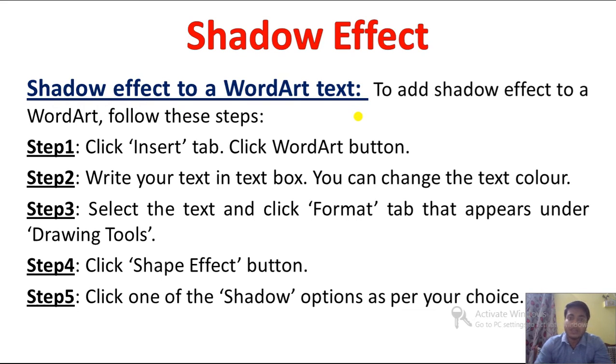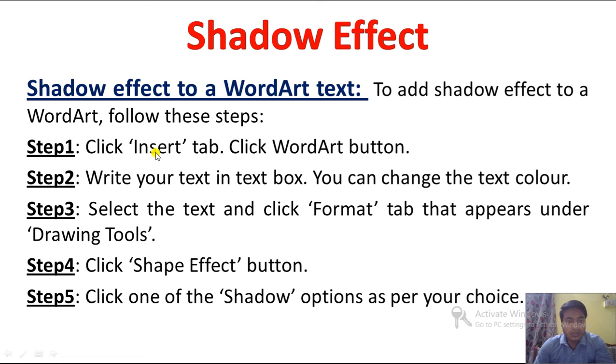First I'll explain how to use this word art text option. To add shadow effect to a word art, follow these steps. We have 5 steps. Let me read out the steps, then I'll show you the practical. Step number 1, click insert tab, click word art button.